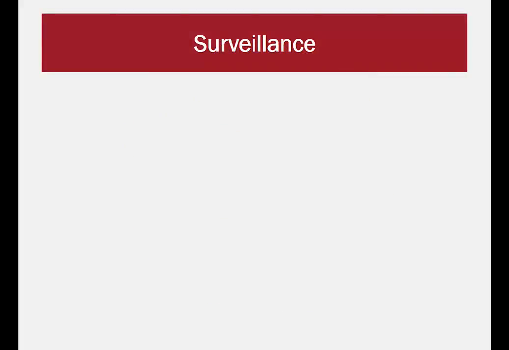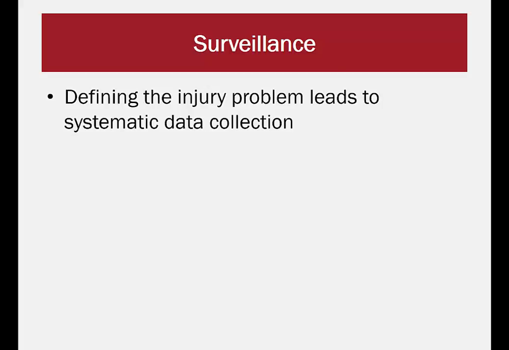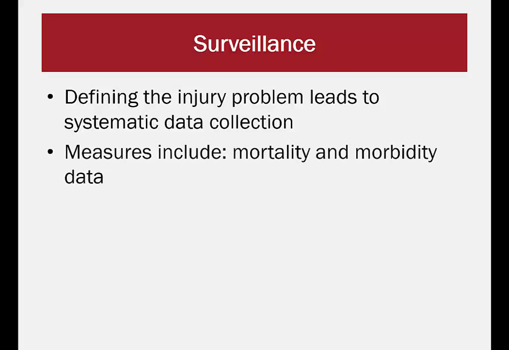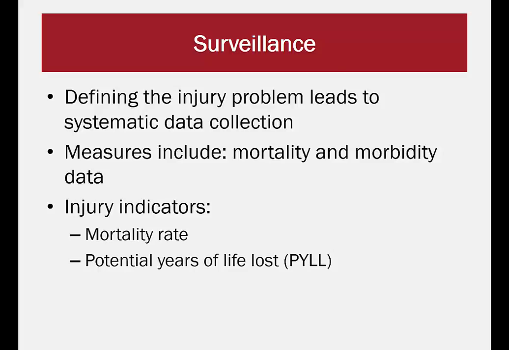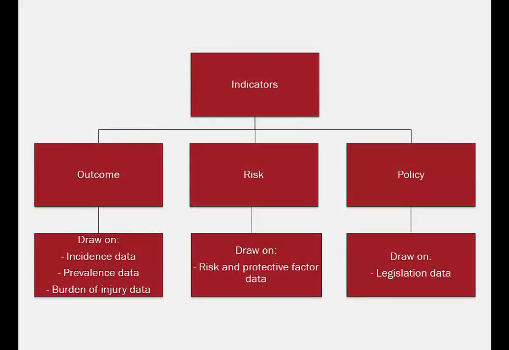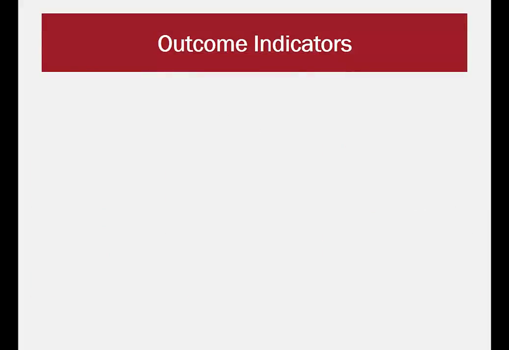We begin by defining the injury problem and systematically gathering the data we are interested in analyzing. In order to establish the burden that Canadians face due to injuries, surveillance measures include both morbidity and mortality data. By using morbidity and mortality data, closer attention can be paid to both the prevalence and severity of certain injury types. Injury indicators such as mortality rate, potential years of life lost, and hospital separation rate have also been used to define the burden of injury in Canada. These outcome indicators are often used in research by calculating incidence rates, prevalence rates, and the burden of injury.